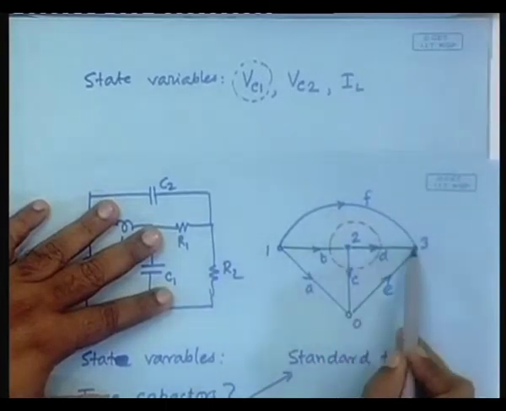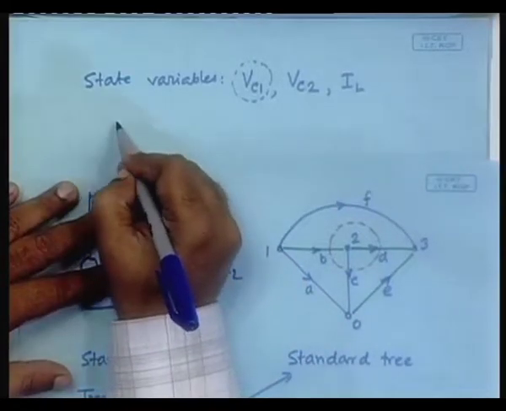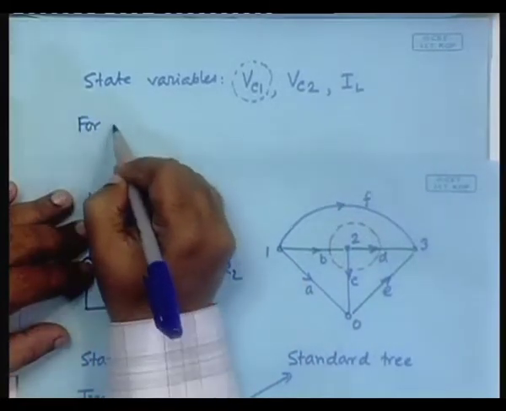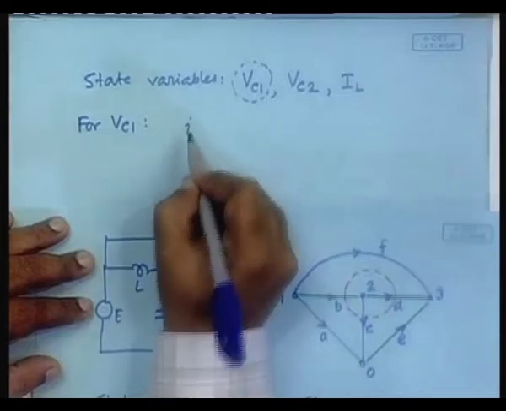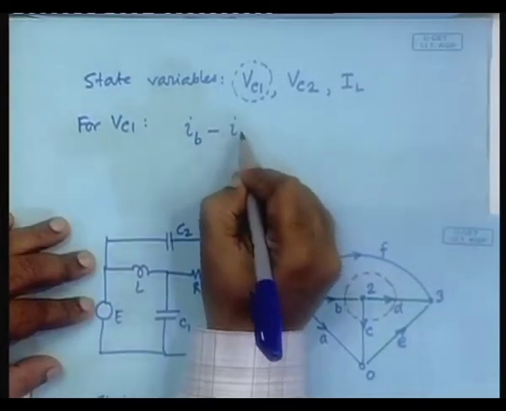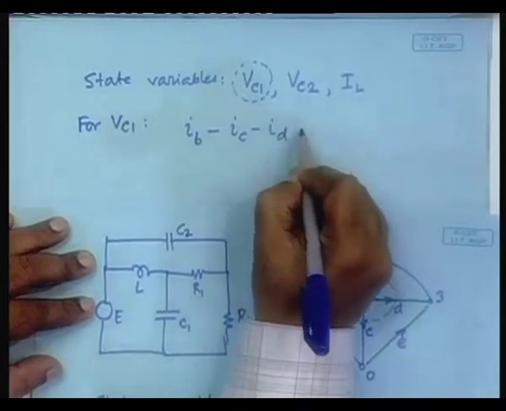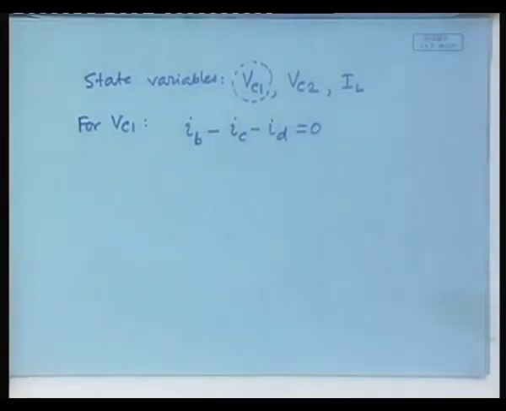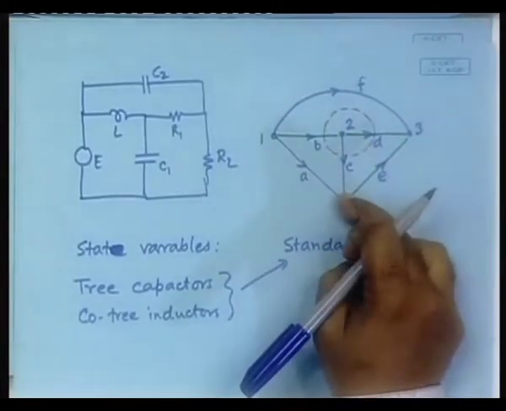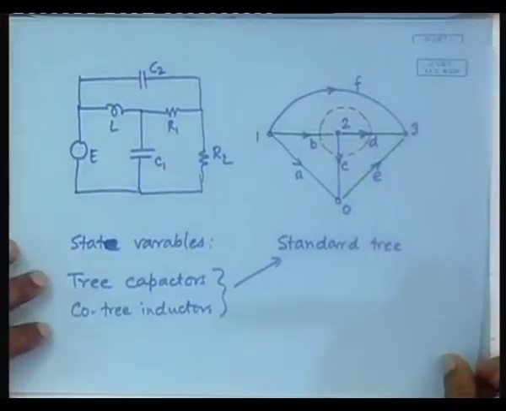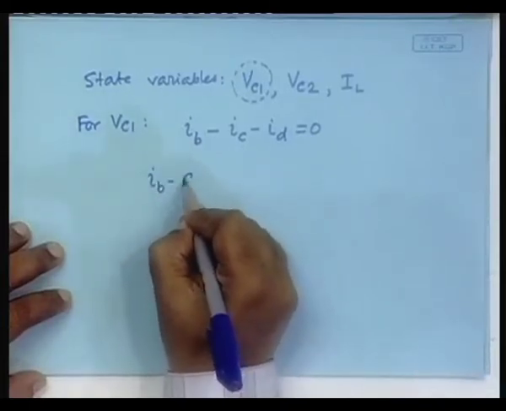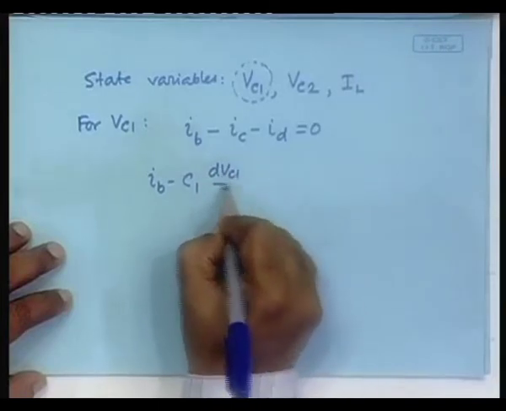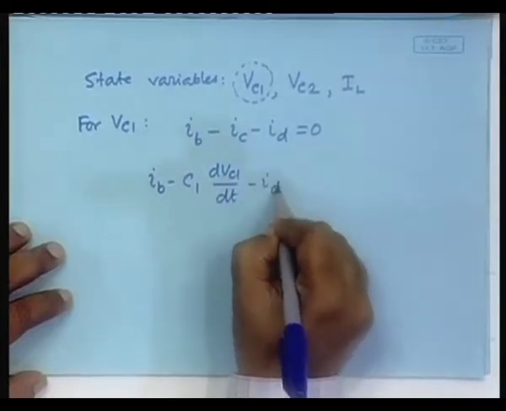Notice plus minus minus. So, for VC1 we are writing IB minus IC minus ID is equal to 0. So, that is the starting point. We can easily identify that IC is C dV dt, clear. So, immediately that gives, we will write IB minus C1 dVC1 dt minus ID is equal to 0.